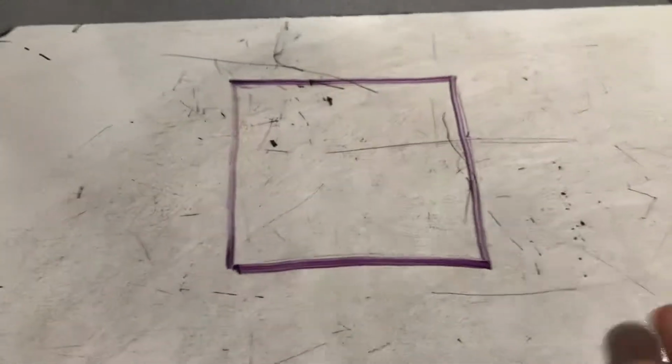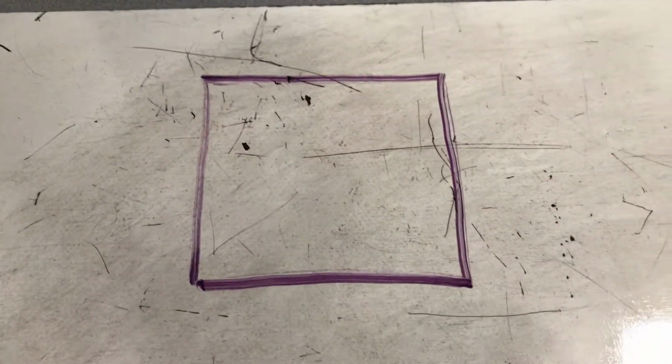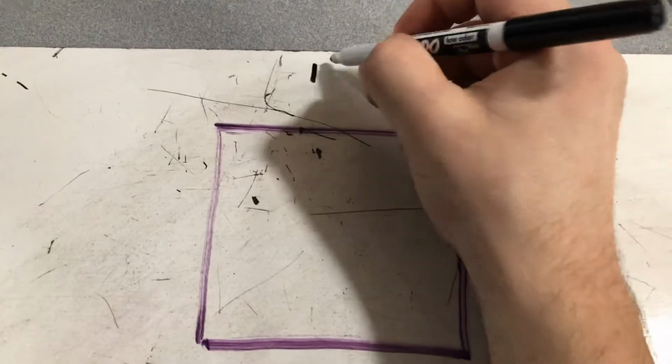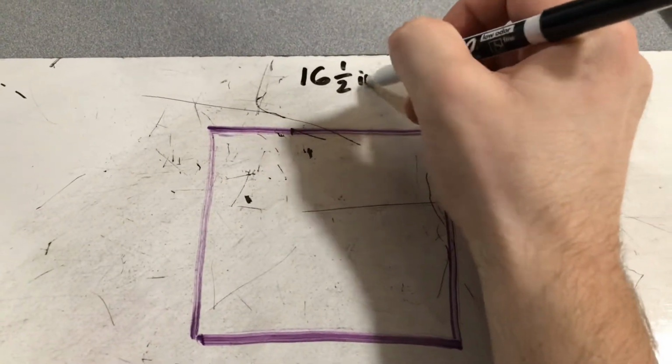Okay, I'm showing both the area model again, and I'm going to show the standard algorithm with changing the fractions to improper fractions. Let's try a rectangle that is, oh no, my purple marker is getting a little dry. 16 inches. Let's see here. Okay, 16.5 inches is our length.